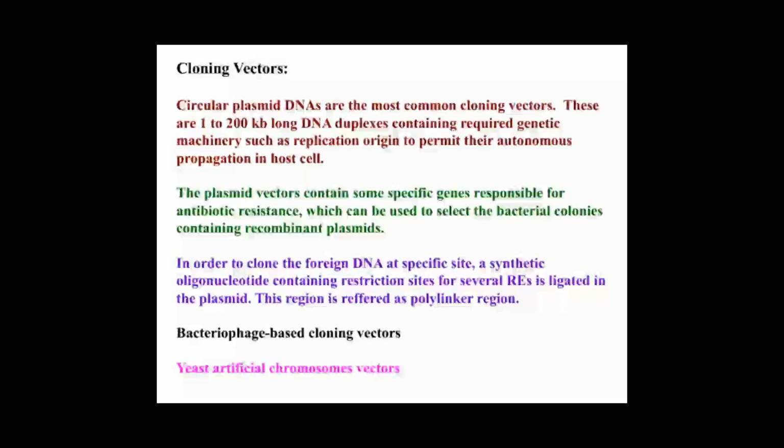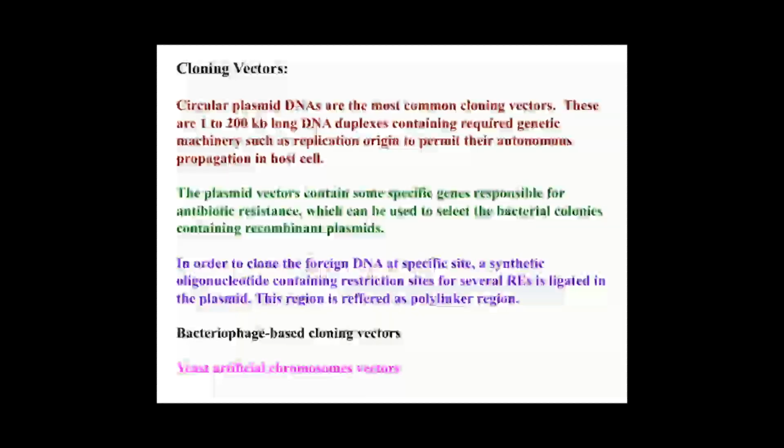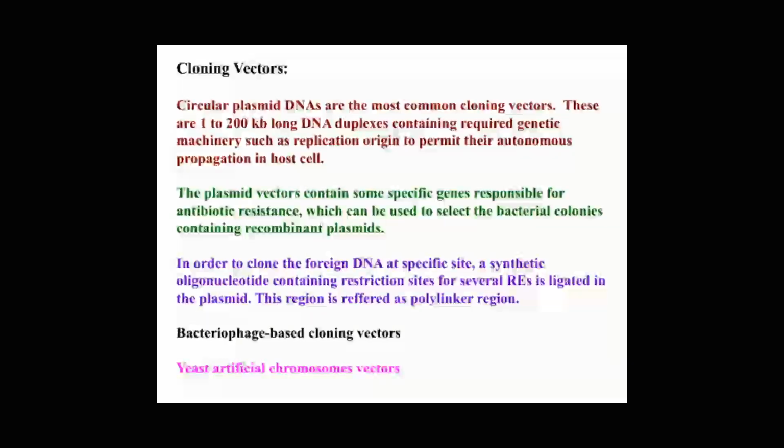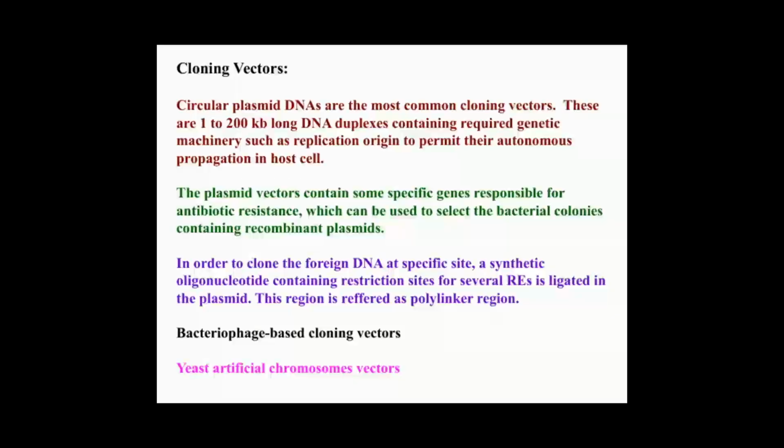Beyond plasmids, there are other cloning vectors worth mentioning. Bacteriophage-based vectors are used for cloning larger DNA fragments, taking advantage of the phage's natural ability to infect bacteria. And then, for even larger genomes or complex studies, we have yeast artificial chromosomes, or YACs, which can carry very large DNA inserts and are useful for studying entire chromosomes or large gene clusters.